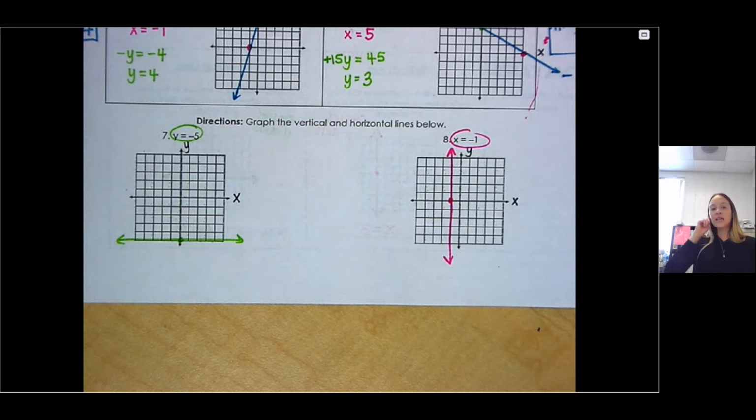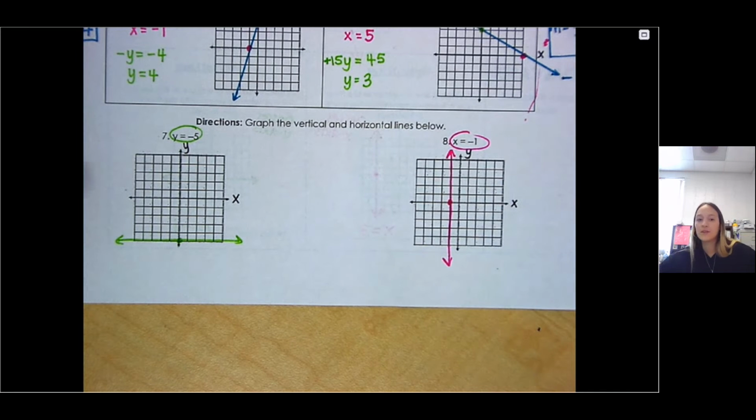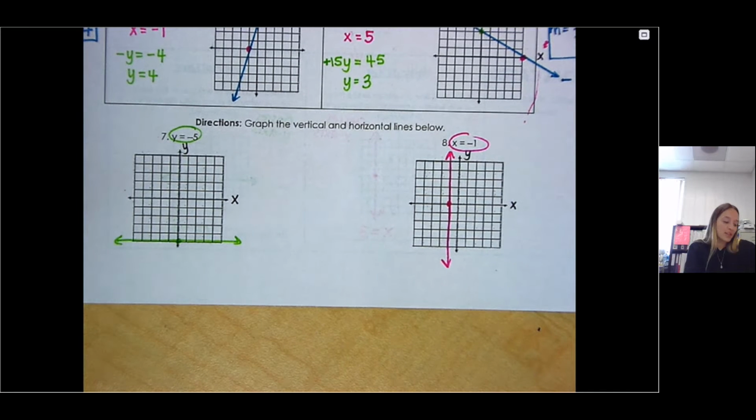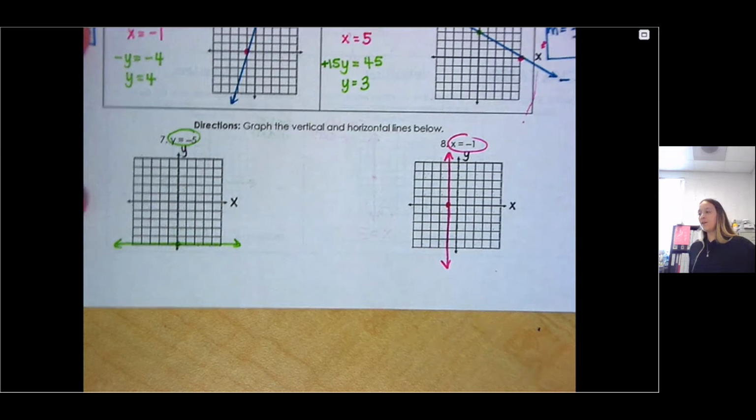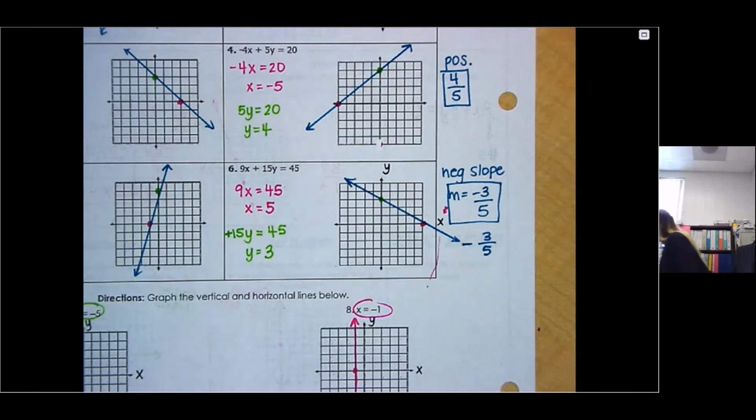Okay, so for 7, you're crossing the y-axis at negative 5, and you're crossing the x-axis at negative 1. Did you flip-flop them? Yes. So the letters themselves tell you which axis to cross.